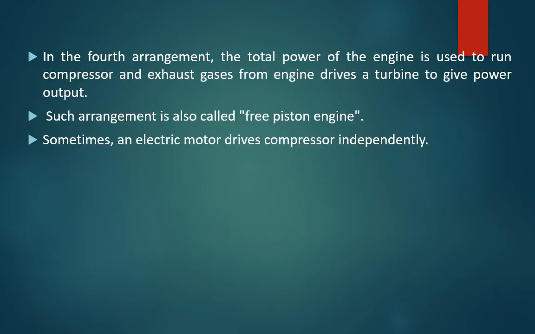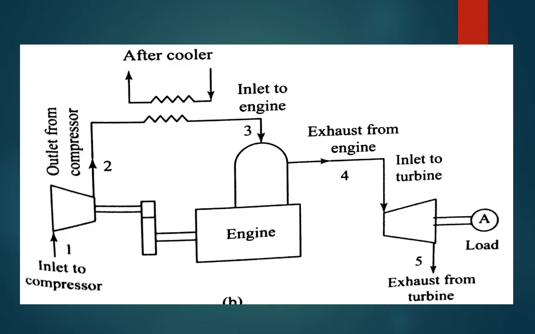So the fourth arrangement, the final arrangement: the total power of the engine is utilized to run the compressor, and the exhaust gas from the engine drives the turbine to give the power output. Such an arrangement is called a free piston engine. Sometimes an electric motor drives the compressor independently. So this is the fourth arrangement where the total power of the engine is used to run the compressor only, and the exhaust gases from the engine drive the turbine to give the power output. It's a different arrangement from what we have seen.